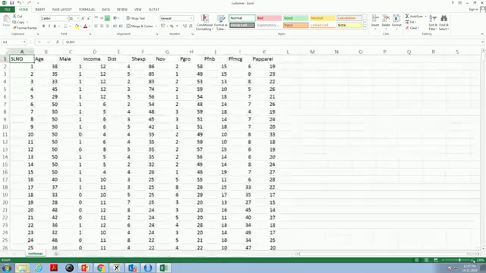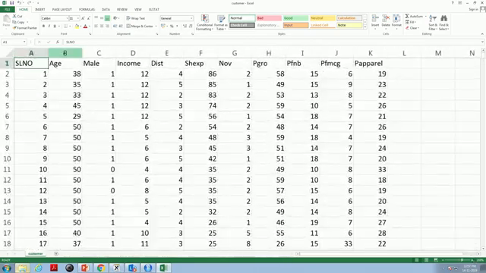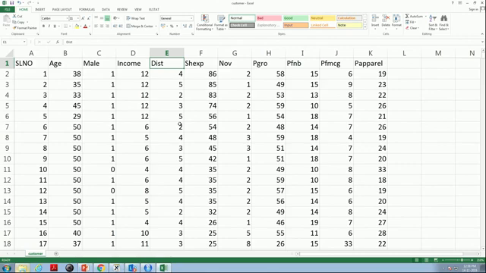The dataset has serial number, age of a customer, male or female, where 1 means male and 0 means female, it is a dummy variable. The income of the customers, the distance of the retail store, so it is retail data let us say, and the distance of the retail store from the address. So, how do I know the address of the customer? I come to know about the address of the customer when they fill it up.